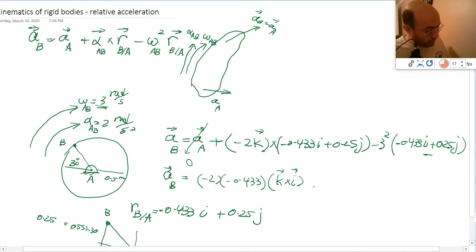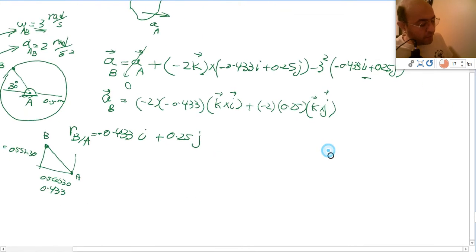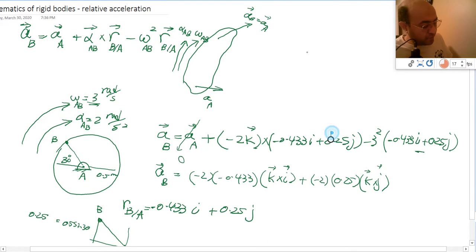The next one will be plus K cross J. Now let's work on this. So I'm going to go up here again. I talked about that in the previous lecture. I'm going to do a review again here.